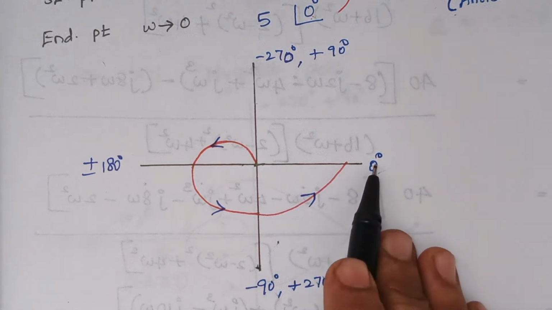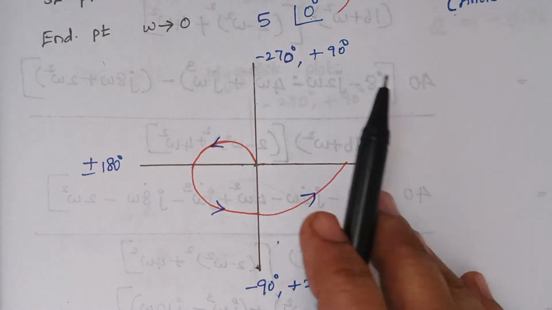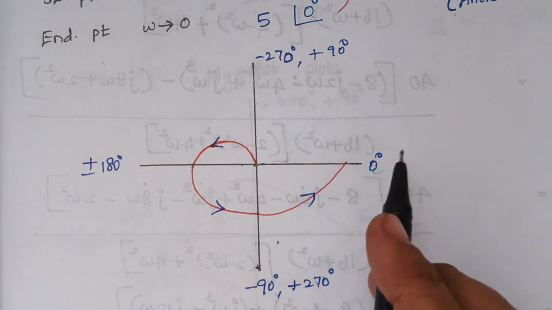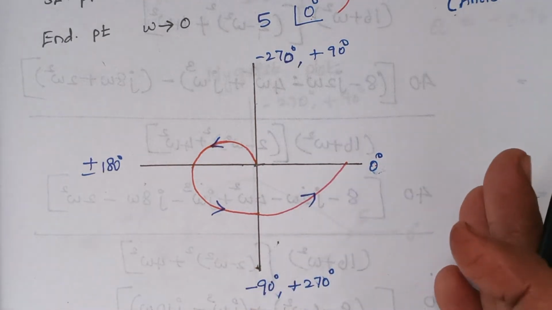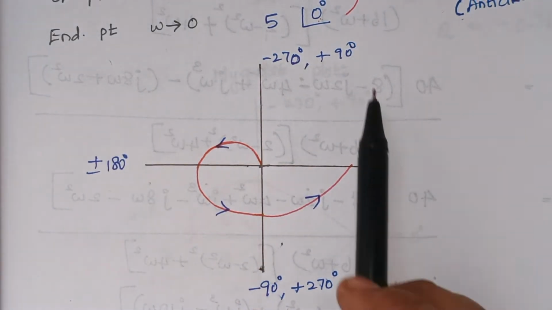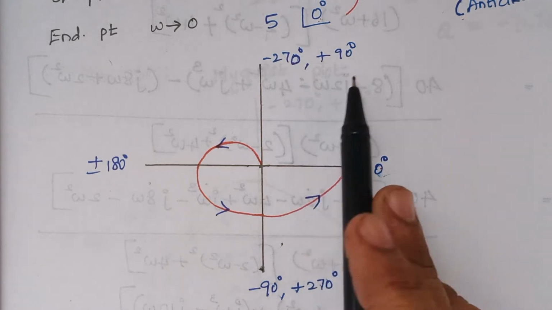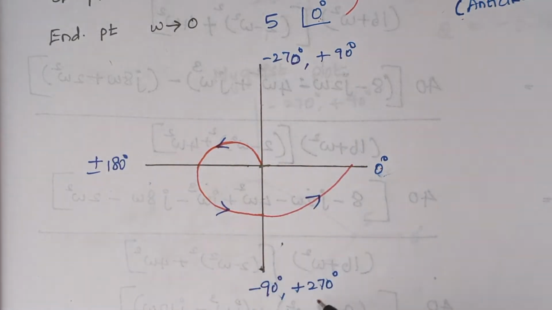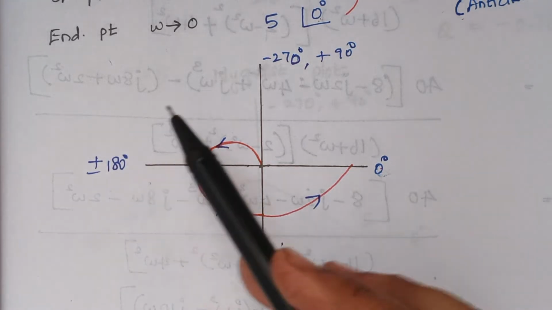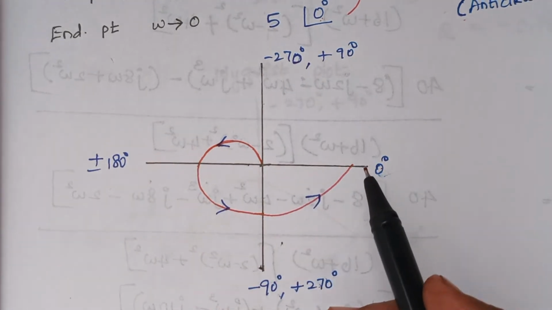So you have to start from 0 degrees, right? When you move anti-clockwise, the angles are positive, and when you move clockwise, the angles are negative. So here is 0 degree. When you move anti-clockwise, it is plus 90, plus 180, plus 270. And when you move clockwise, minus 90, minus 180, minus 270, right?